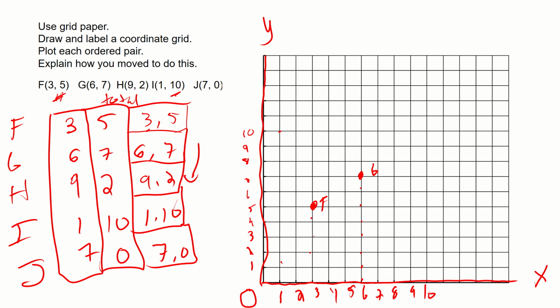All right, H, we have 9 and 2. So I'm going to locate my 9, okay, 7, 8, 9. And I'm going to go 1, 2 up, okay, and get H. All right. I, okay. Now we're going 1, okay, to the right. And we're going 10 up. So 1, 2, 3, 4, 5, 6, 7, 8, 9, 10. Right there. And we go I, okay. Finally, we have J, okay, which we're going to go 7 to the right and 0. So it's right here, guys, and J.